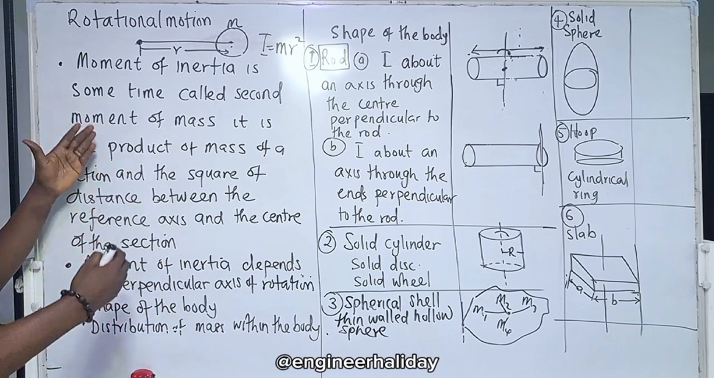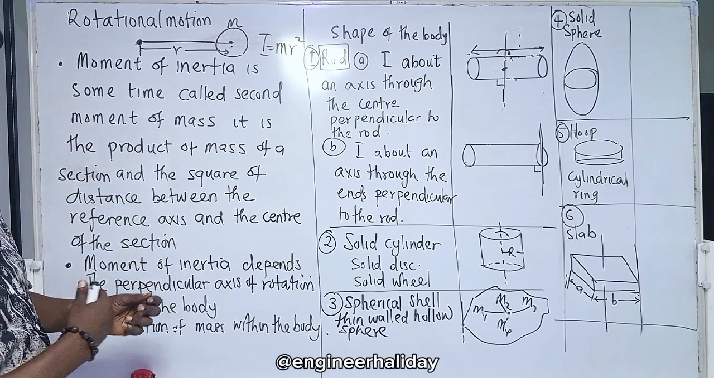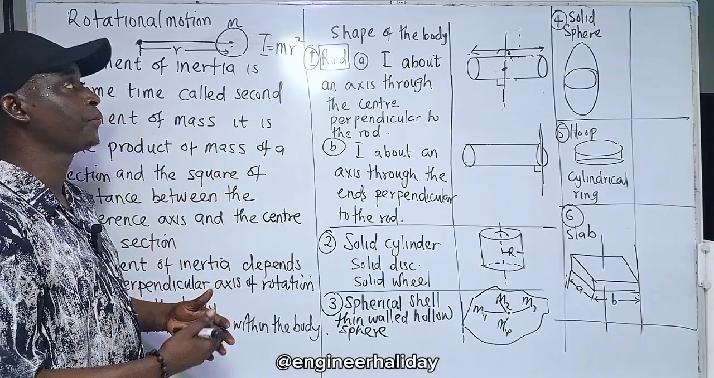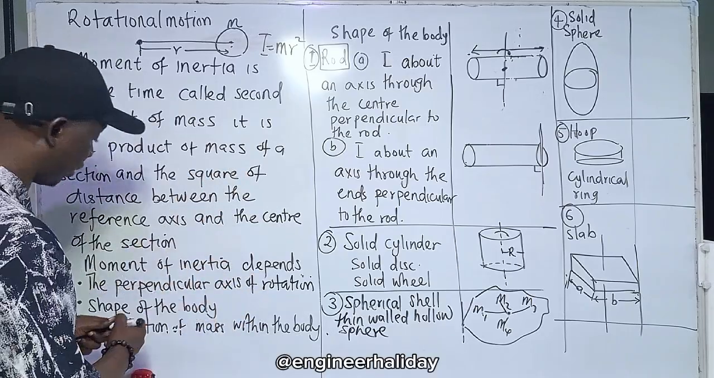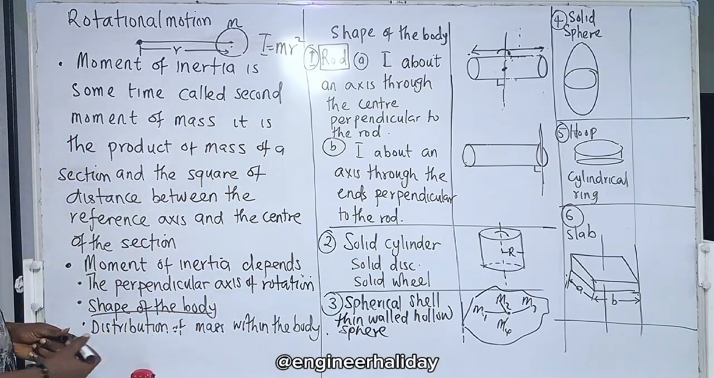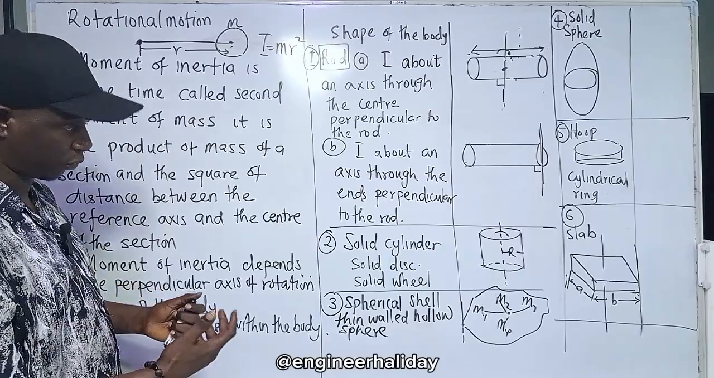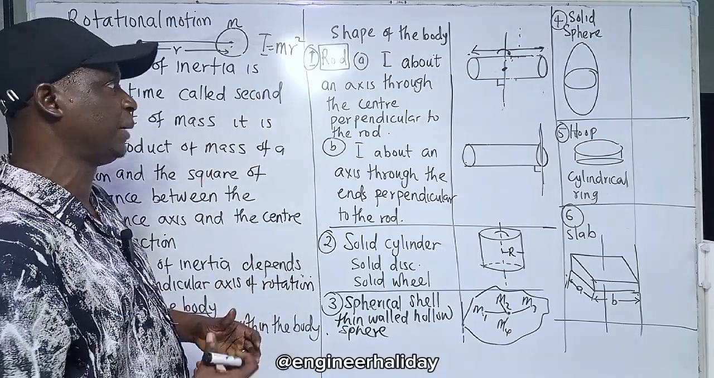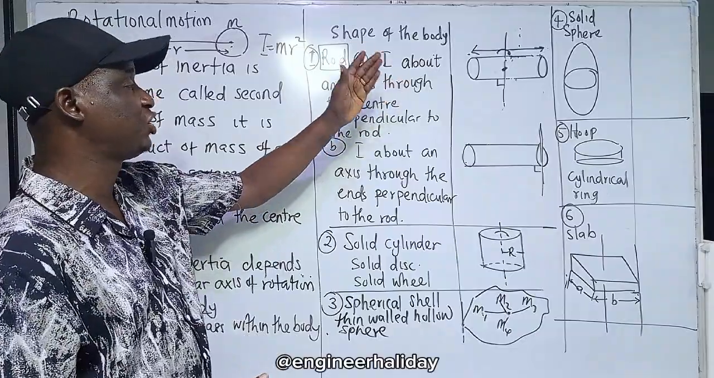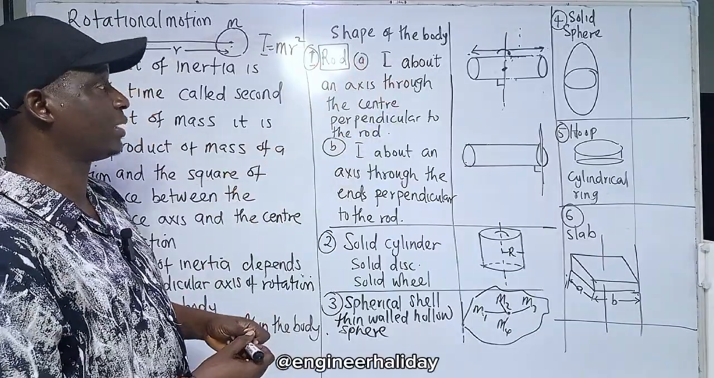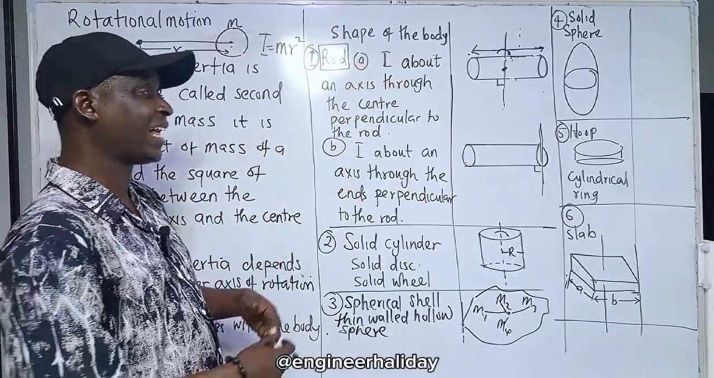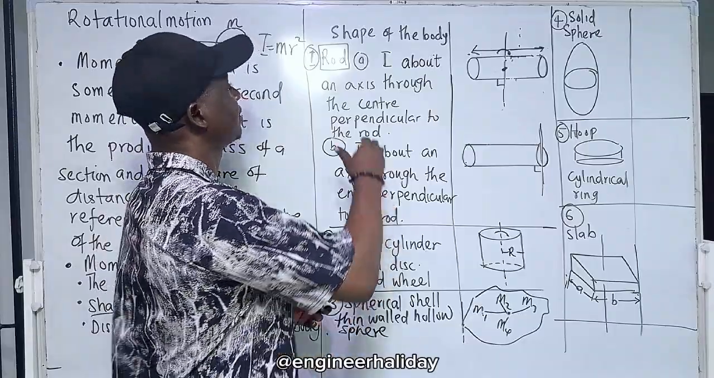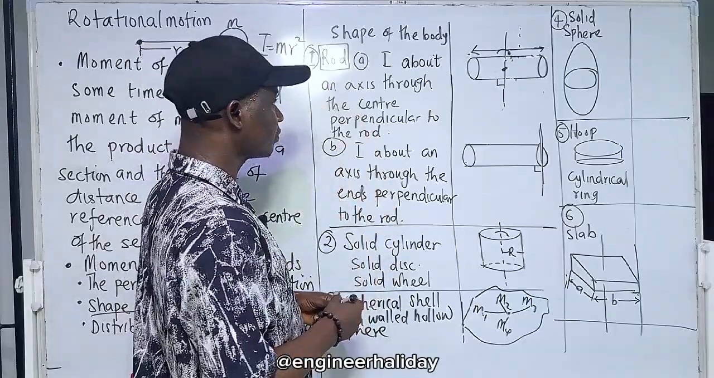Now, having defined the moment of inertia, let us now look at shapes of body. We have talked about the factor that affects moment of inertia, which is the shape of the body. Now we pick a shape and we begin to analyze the shapes of different bodies one after the other that are common. There are so many of them. In fact, let's start with the rod.